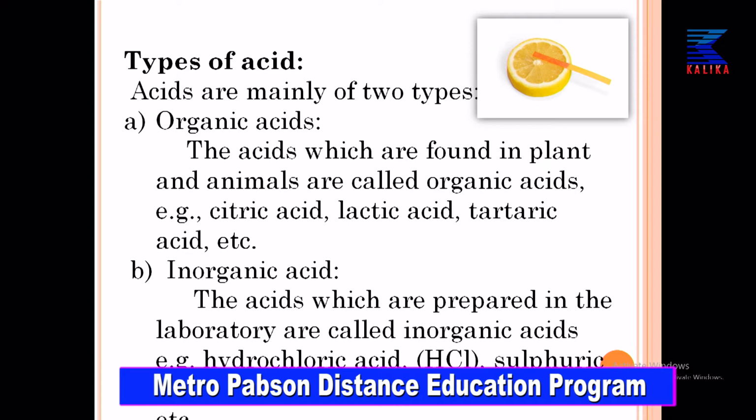In this example you can see hydrochloric acid. Except for the other acids, hydrochloric acid is also produced inside our body, that is in the stomach. For the digestion process, hydrochloric acid is necessary, but it is not considered an organic acid. It does not fulfill the properties for being an organic acid.